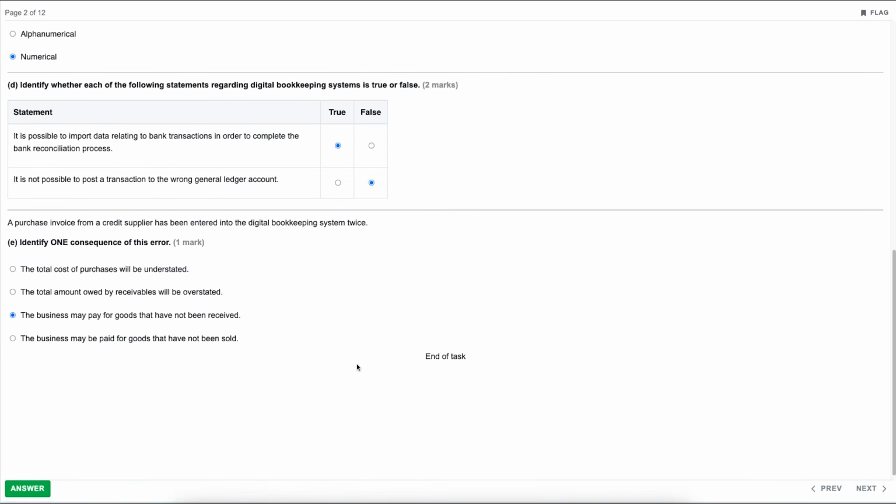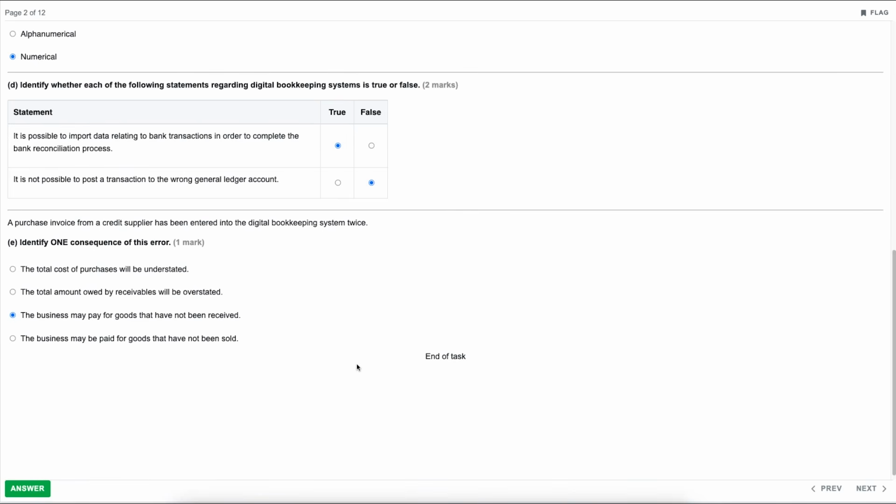Let's just check that it's not the last one, just for completionist's sake. So the last one states the business may be paid for goods that have not been sold, which absolutely makes no sense for a purchase. Obviously, if this was the other way around and we'd sent out an invoice and a particular customer had entered it in twice at their end, then yes, they may possibly pay us as the supplier twice. However, as this is our purchase from a credit supplier, they obviously aren't going to be paying us, so that one would be incorrect.